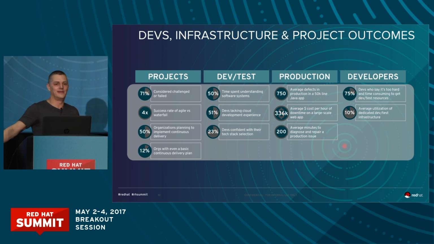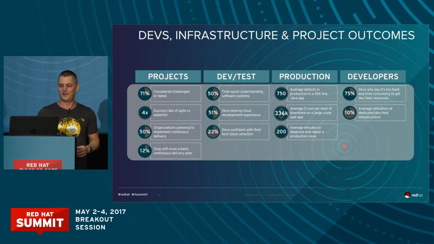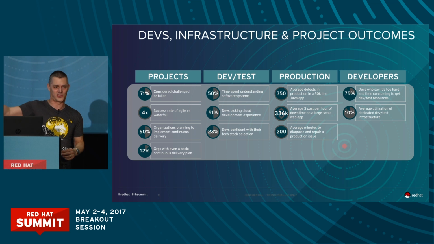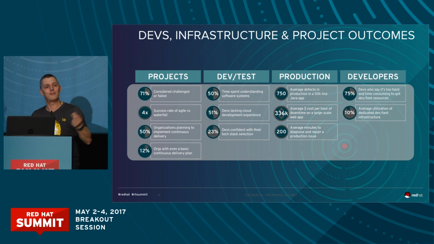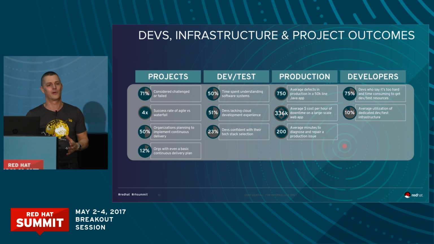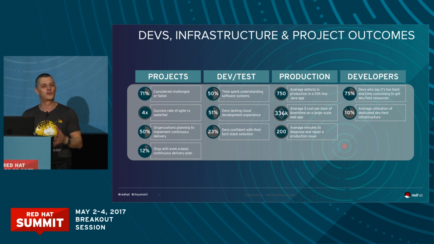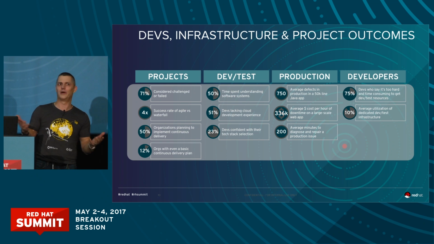Defects are abundant. 750 defects in every 50,000 lines of Java code, for example. Those are bugs that get to production. And when you have that bug in production, what does it cost you? Well, it turns out it costs you $336,000 per hour. And how long does it take to fix one of those bugs? It takes about 200 minutes, right? So that's what, 2.5, 3 hours?